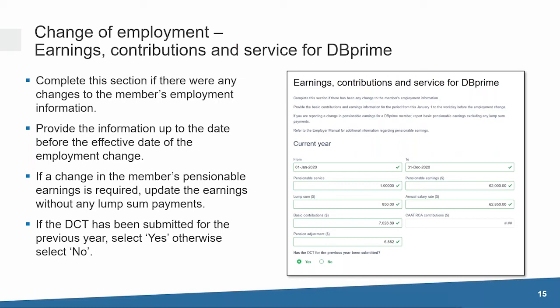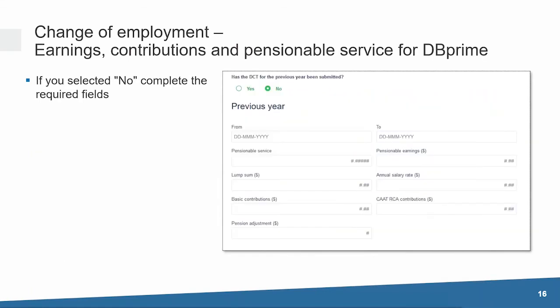You will be asked if the previous year's DCT has been submitted. If you select no because the DCT has not been submitted, a section will appear, prompting you to enter the member's previous year earnings, service, contributions, and pension adjustment information.